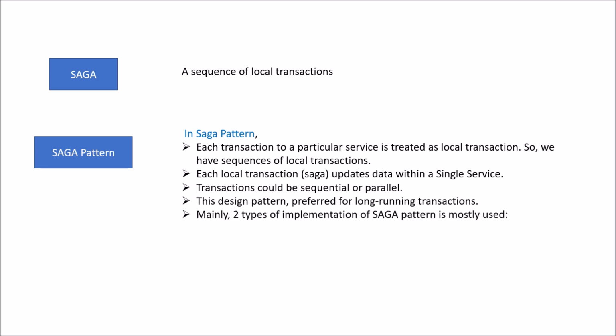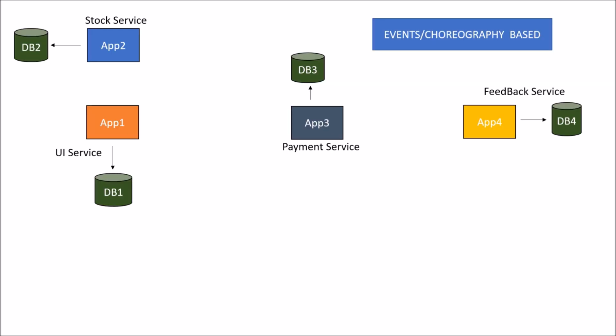Now there are different approaches for implementation of the Saga design pattern, but mostly 2 are used. The first is the event-based approach and the second is the orchestration-based approach. We will look at both of the approaches coming up. The event-based approach is also called the choreography-based approach. Again, let's look at the same use case of online purchase of a stock, with the UI service, stock service, payment service and feedback service.